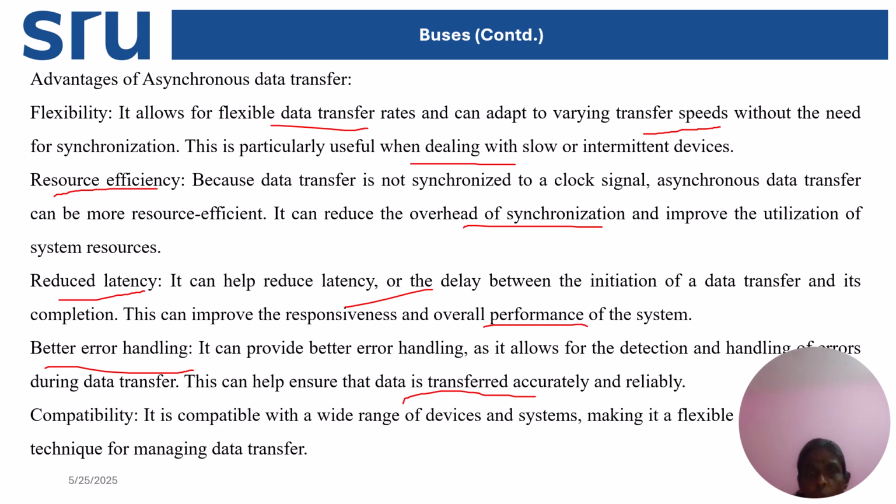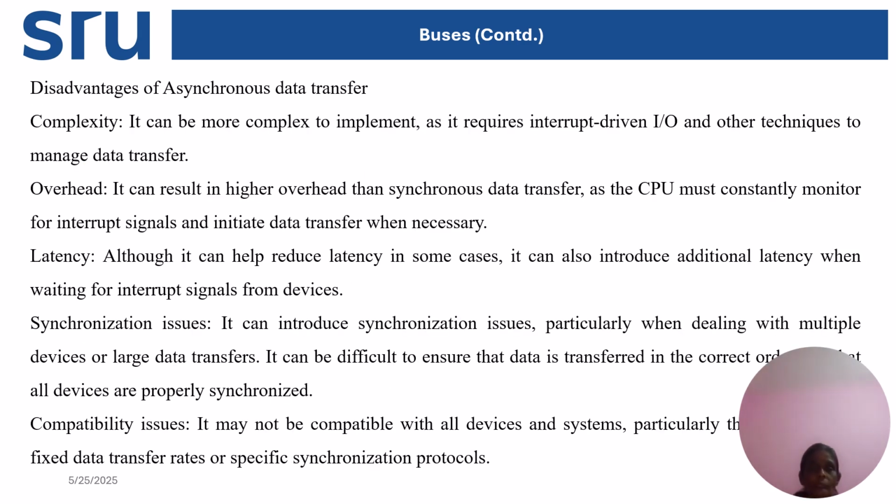Accurate means reliable. See, no need to repeat the transmission. Compatibility. It is compatible with a wide range of devices and systems, because multiple systems we are using. That is why it is compatible. Wide range of systems, making it flexible for managing the data transfer. So whatever the data transfer be, it is able to handle, it is able to manage.